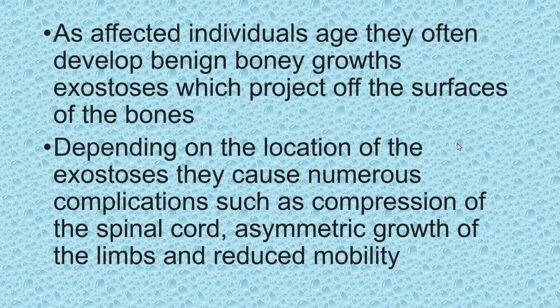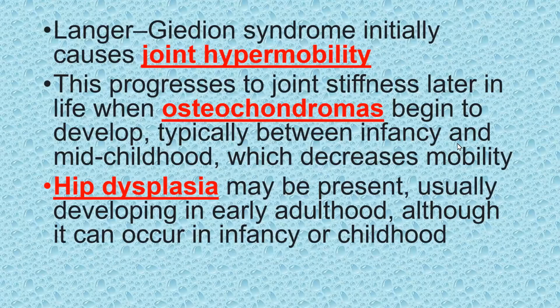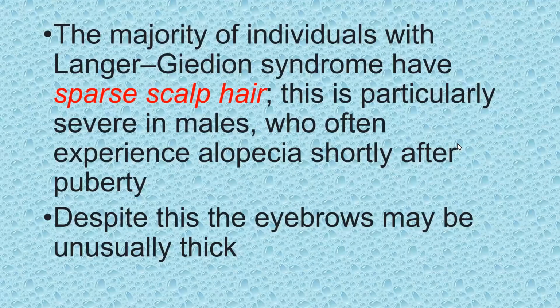Langer-Giedion syndrome initially causes joint hypermobility. This progresses to joint stiffness later in life when osteochondromas begin to develop, typically between infancy and mid childhood, which decreases mobility. Hip dysplasia may be present, usually developing in early childhood, although it can occur in infancy. The majority of individuals with Langer-Giedion syndrome have sparse scalp hair. This particularly is severe in males who often experience alopecia shortly after puberty. Despite this, the eyebrows may be unusually thick.